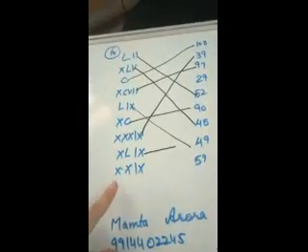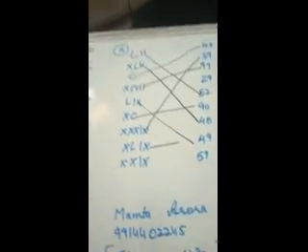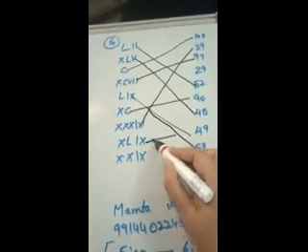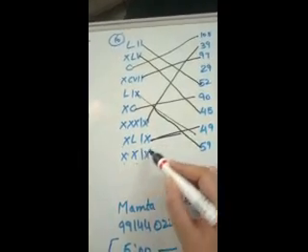Here, 20 plus 9, it was 59 here. Now 49, 20 plus 9, 29.